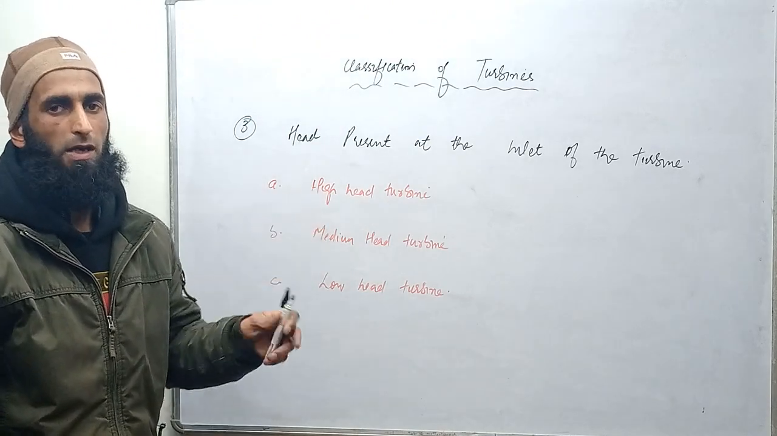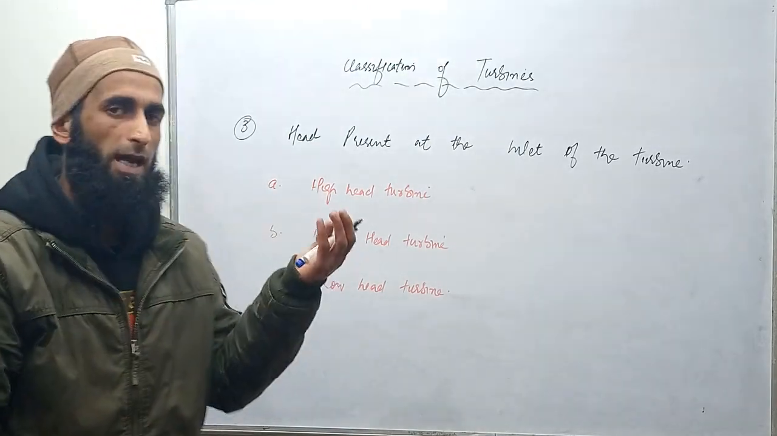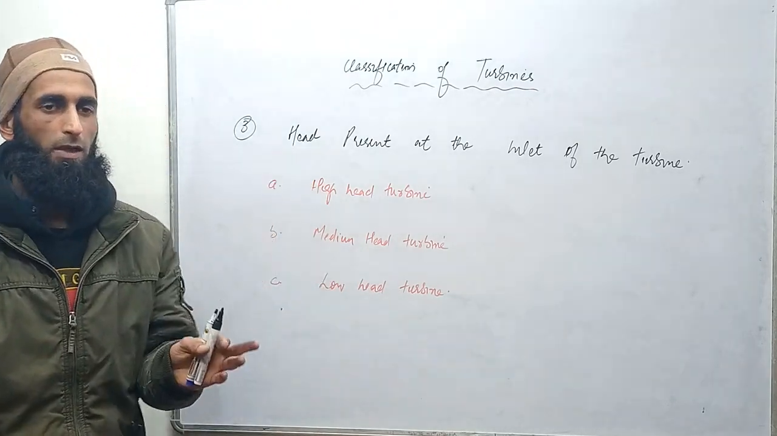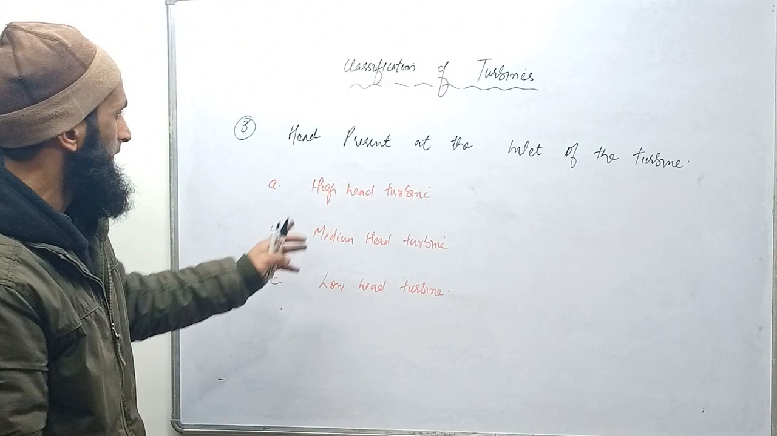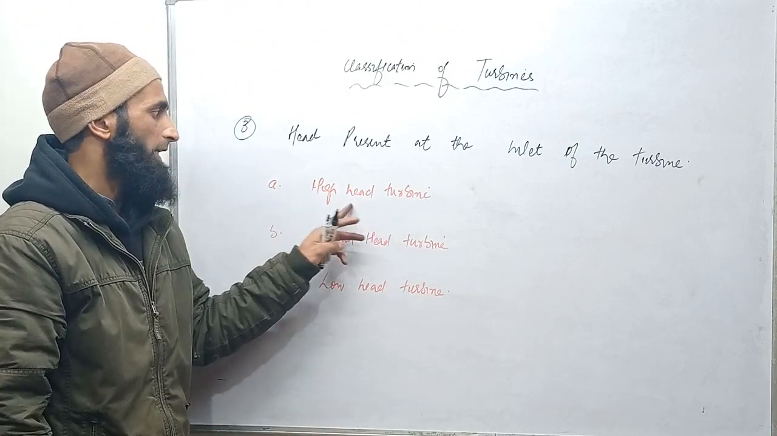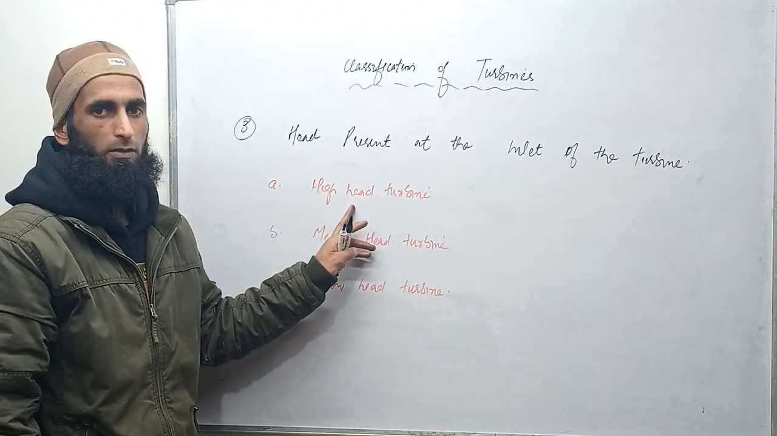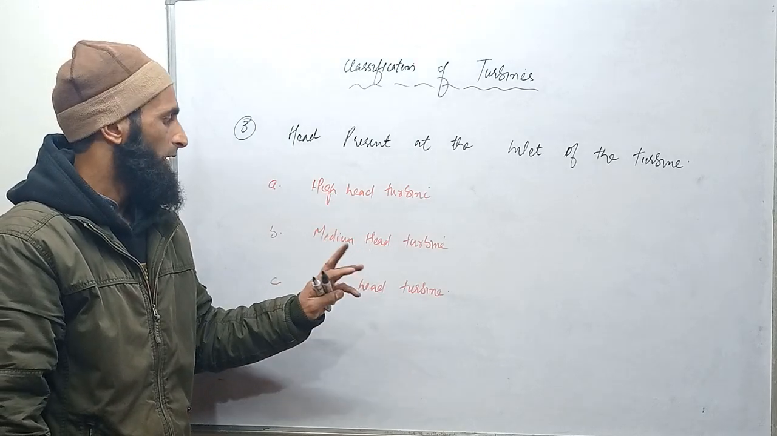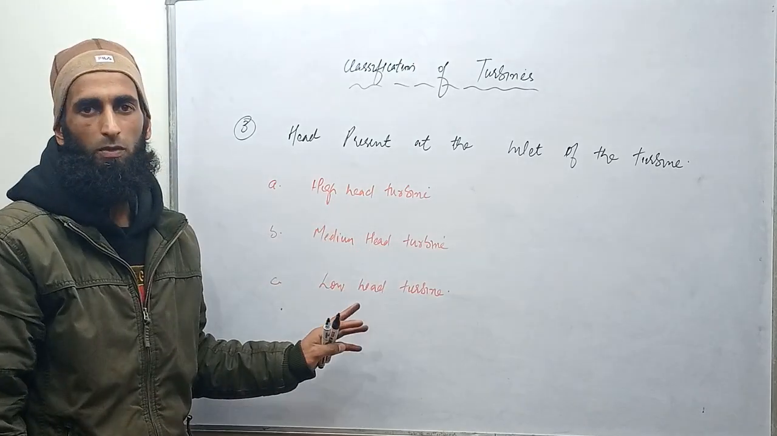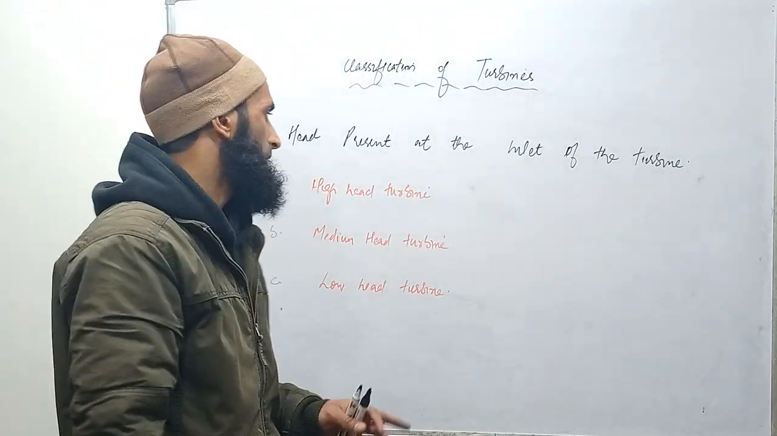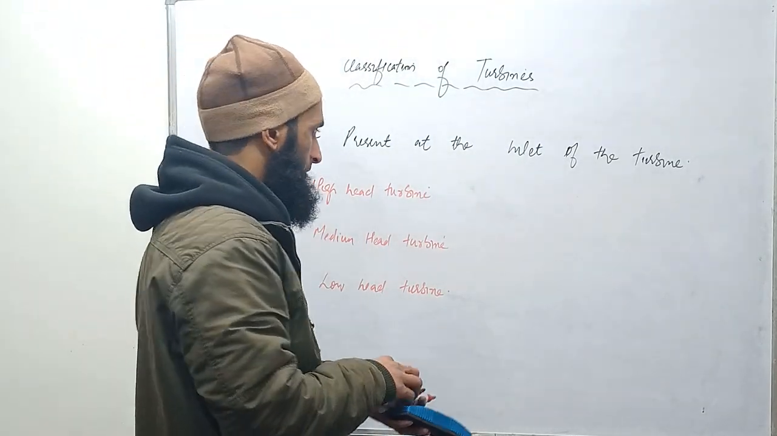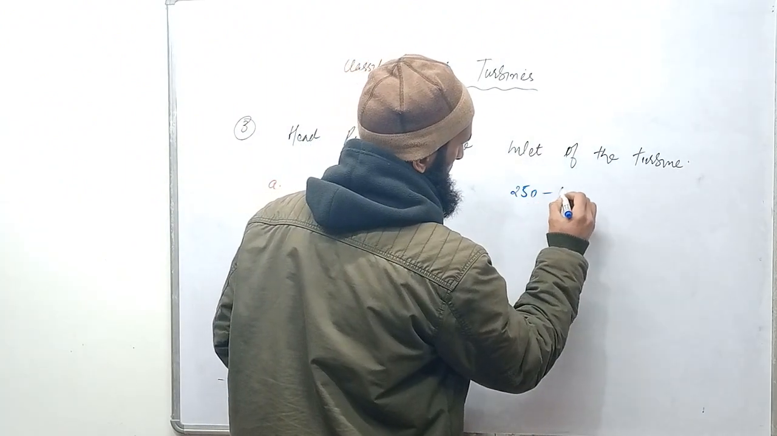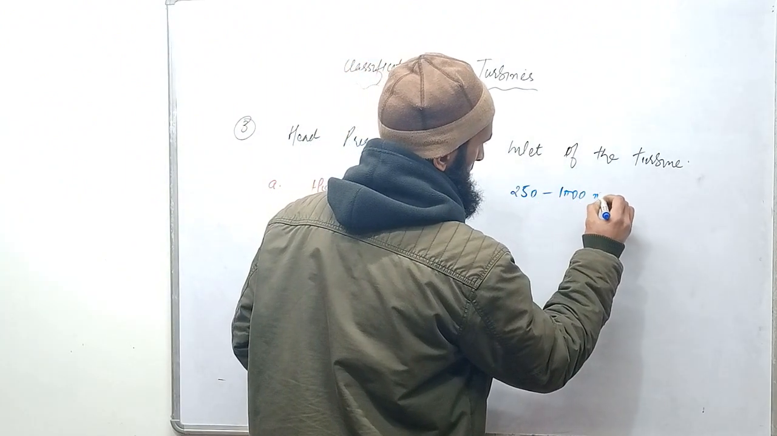We know gross head, we know head loss due to friction, and the difference of gross head and head loss due to friction is the net head. When net head at the inlet of the turbine is high, that is known as a high head turbine. When it is medium, that is a medium head turbine, and when it is low, it is a low head turbine. High head means the head will be 250 to 1000 meter.